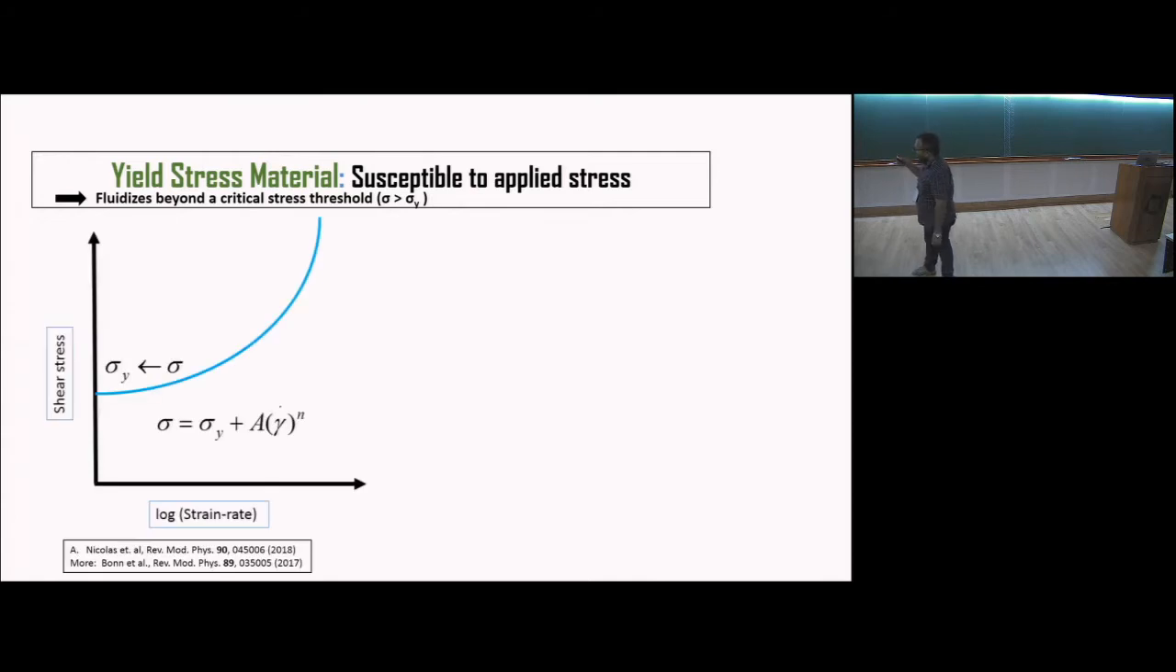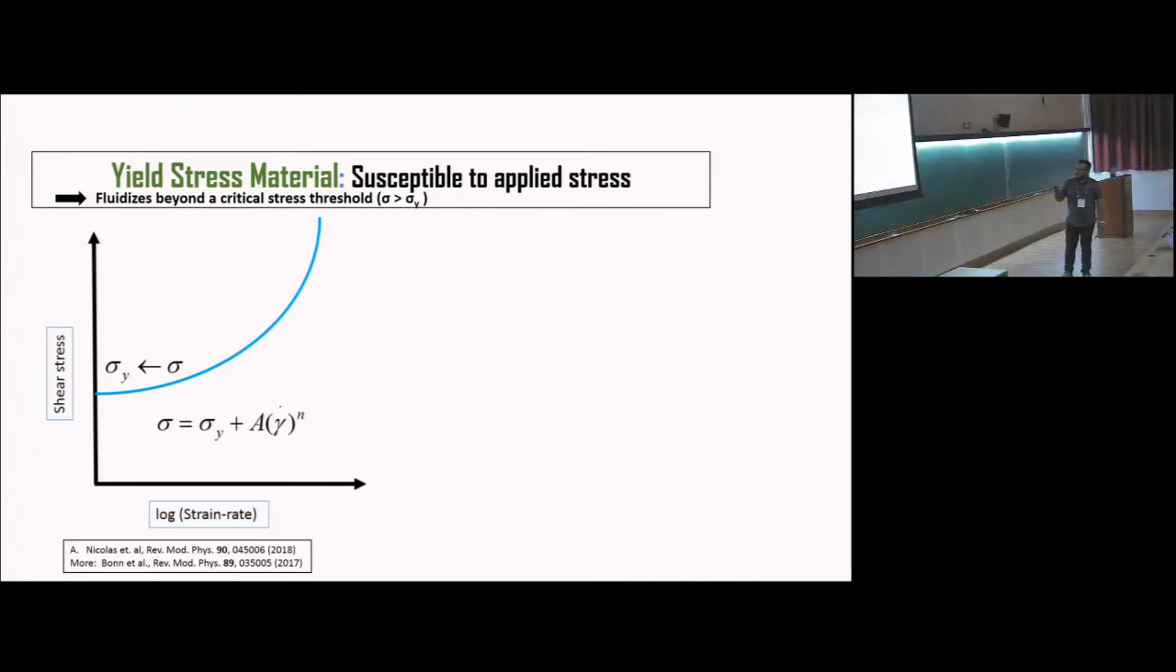So that was there in my first slide. These materials are susceptible to the applied stress and they fluidize beyond a critical stress. The behavior and the rheology of these materials are given by the flow curve, which says how the stress depends on the strain rate. The generic form of this flow curve is given by the Herschel-Bulkley law, which says that it goes as a power law of the strain rate, and sigma y is the yield stress.